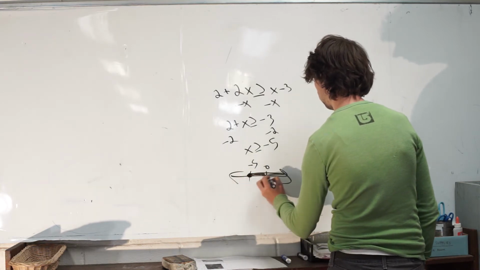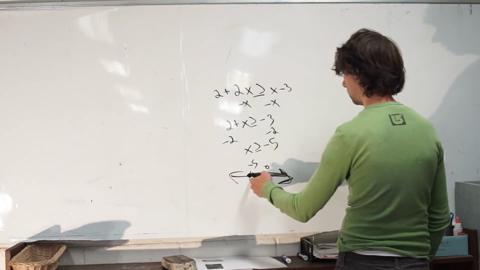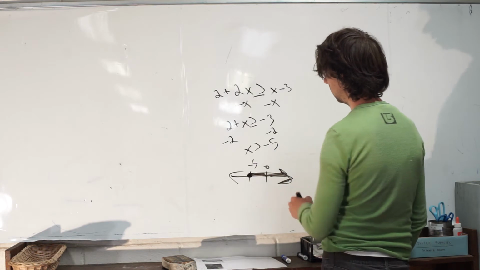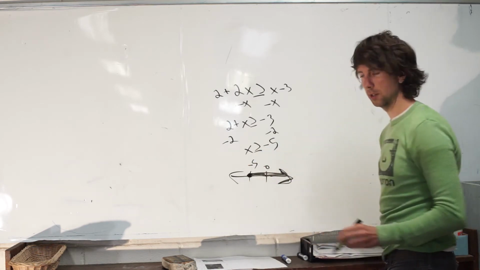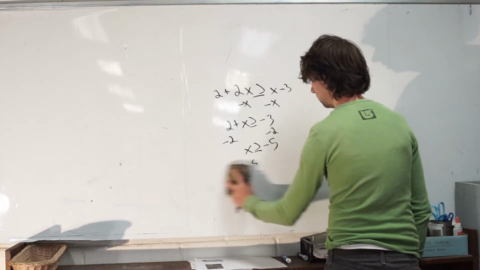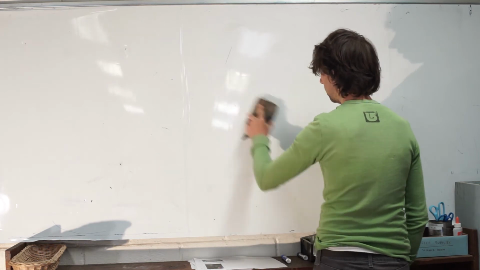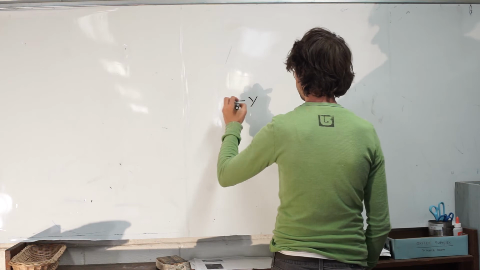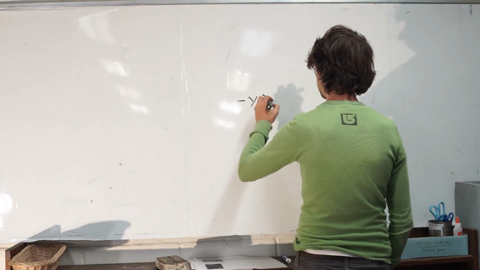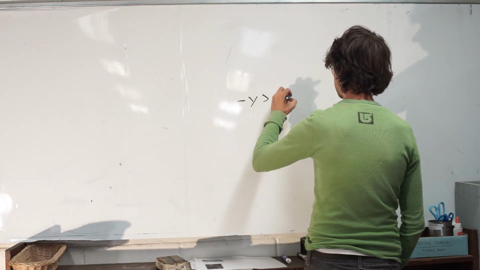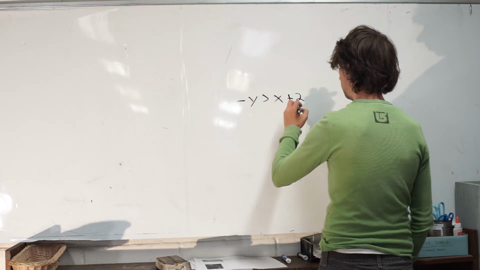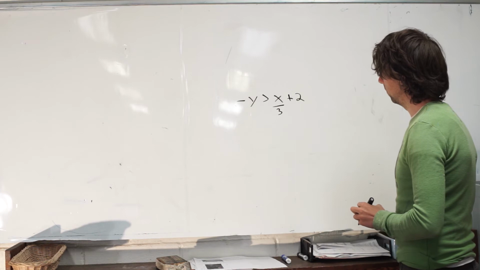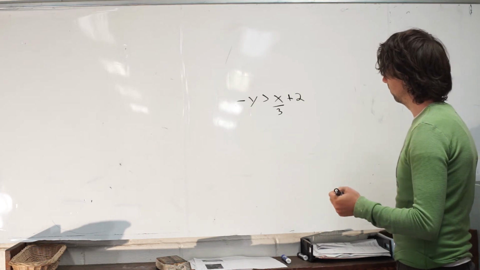You just remember that it's a filled-in circle if it's greater than or equal to or less than or equal to, and it's an open circle if it's just greater than or just less than. Okay. So that should be fairly straightforward. And then graphing in two variables is also pretty easy, I think, if you remember how to graph linear equations in two variables.